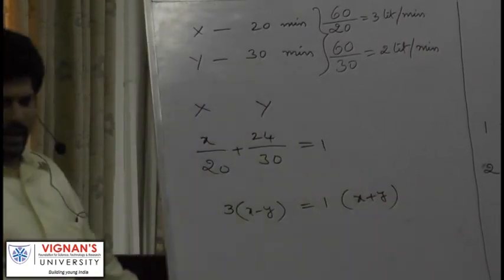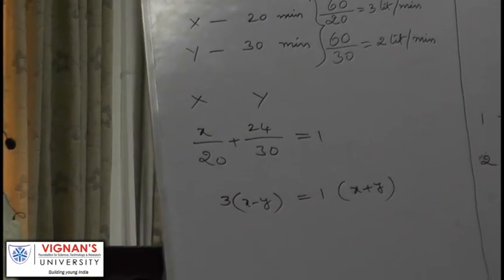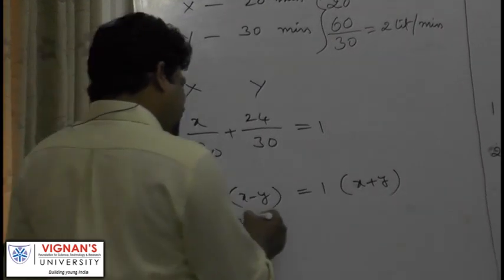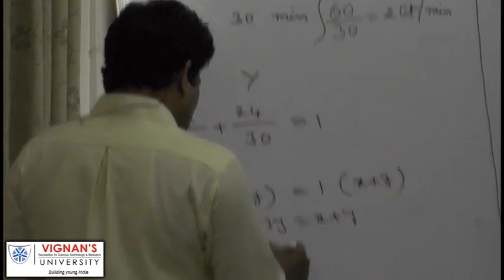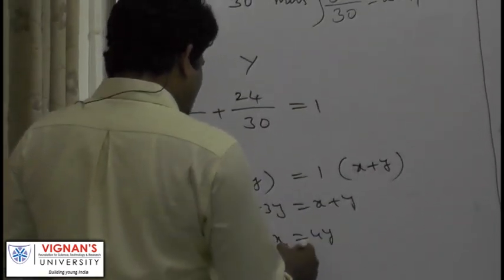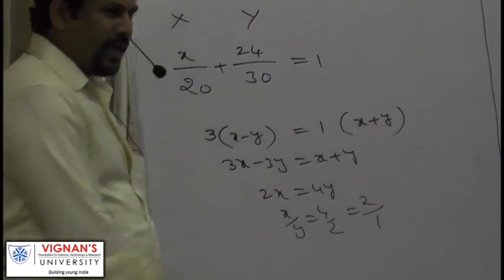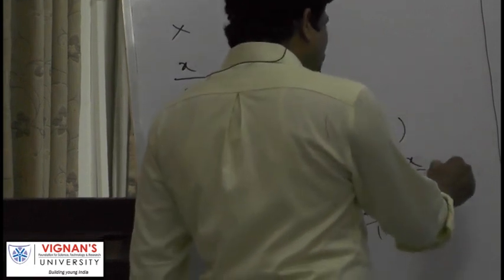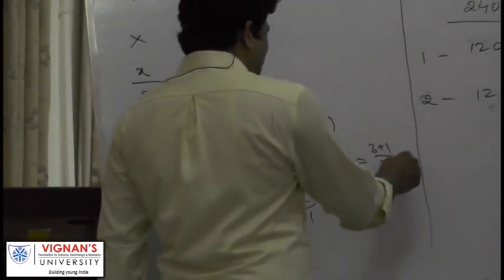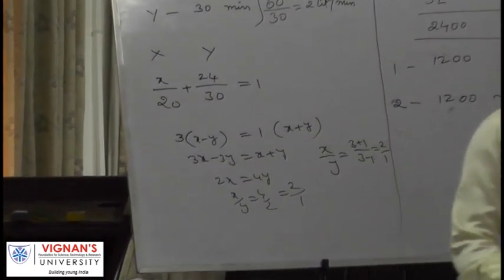The time it takes to travel a certain downstream distance, for the same distance he is taking 3 times. So if we calculate, 3x minus 3y equals x plus y. So 2x equals 4y. x by y equals 4 by 2, which is 2 by 1. Instead of solving it like this, next time what to do? Directly x by y equals 3 plus 1 by 3 minus 1, or 2 is to 1 directly. Understood? Right, next one.